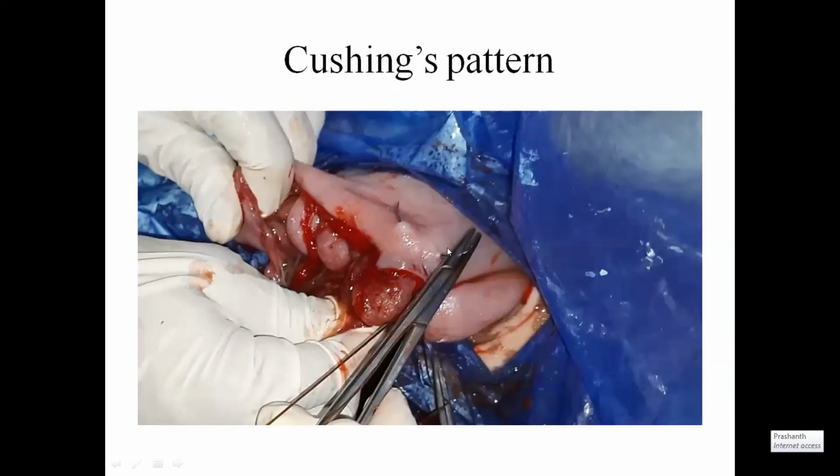And we should always go for double or two patterns. That means we can first go for the Cushing's pattern. After that, we can go for another Cushing layer, or we can go for the Lambert. Double layer suturing is very important. Here we are showing the Cushing's pattern. We are taking the bites parallel to the line of incision. This is the Cushing's pattern.